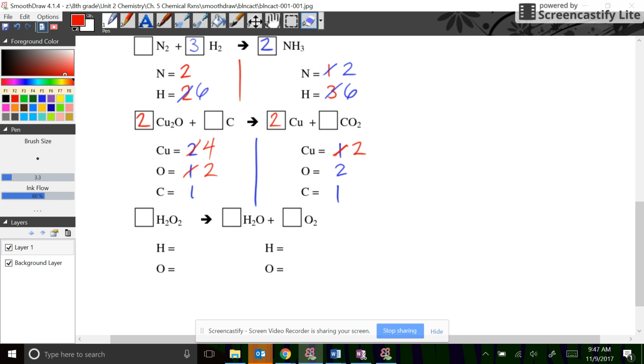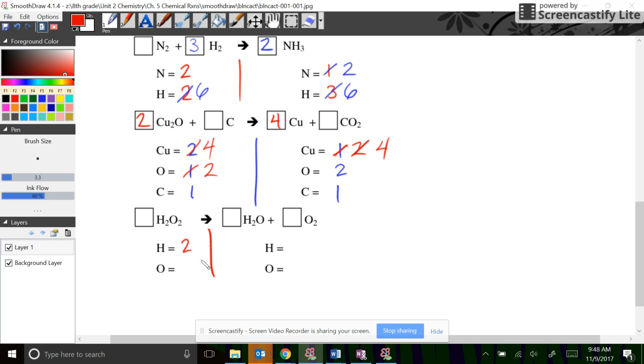So what that means is I'll have to erase this coefficient, and I'm going to have to put a 4 in there to make it balanced. So the 2 was actually not enough. So now the 4 works. I'm almost done. Oh, I am done because look, the carbons are already balanced. So that one's done. Let's look at the last one here.